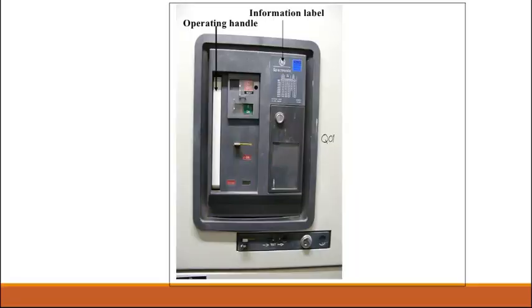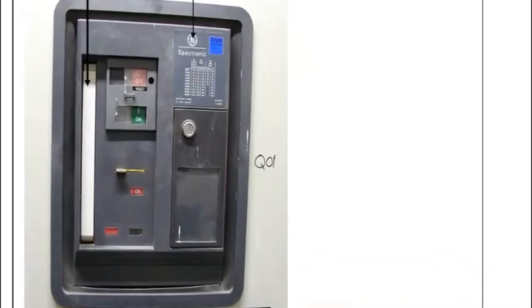Here I have taken a GACB 415 volts breaker, and this operating handle, the white one, is used for spring charge operation. And here we have the manual operation push buttons: on push button, off push button. This is the on indicator.